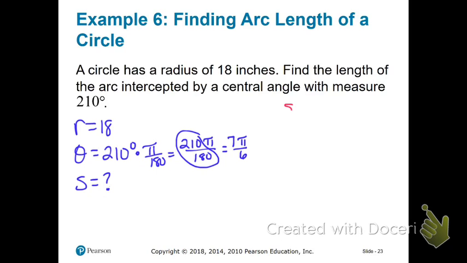We're after arc length. So remember, arc length is equal to the radius times theta. So it's equal to 18 times 7 pi over 6. And let's go ahead and put your pi in your calculator as well. And so we'll find the arc length is 65.973 inches.